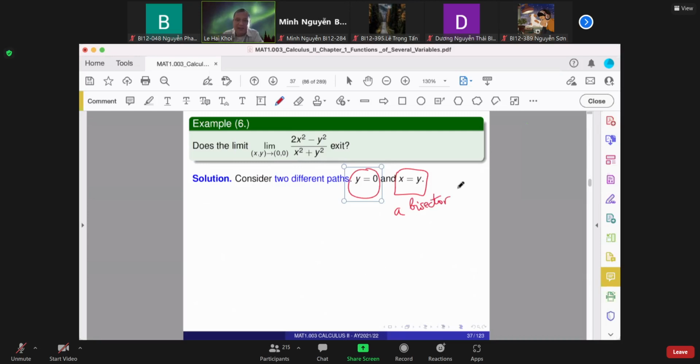A bisector of the first and the third quadrant.